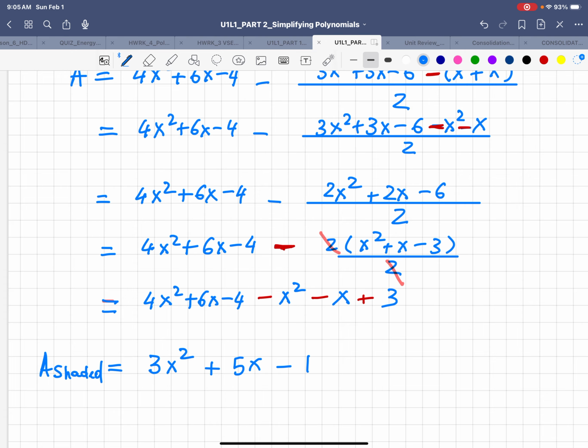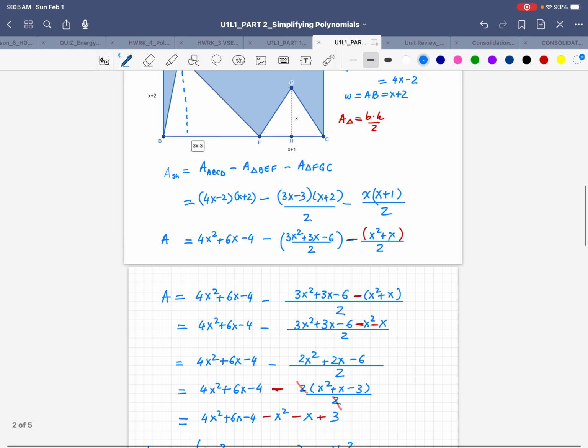And to make this more professional, I'm going to give it units, so that would be units squared. And this would be it.